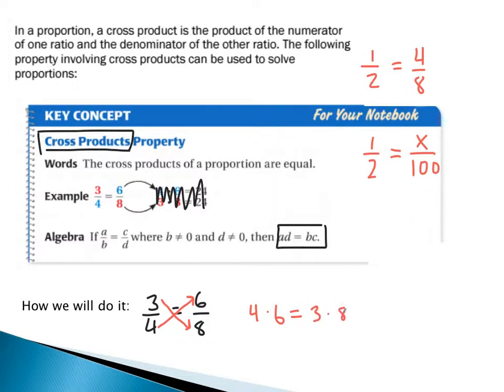Here's what you should see with this property: if you multiply across, numerator times denominator, you get that 24 is equal to 24. So as an equation, that remains true, which again proves the idea that a proportion is simply two equal ratios, just written in different ways. That's what we're going to do to solve proportions using a cross product.